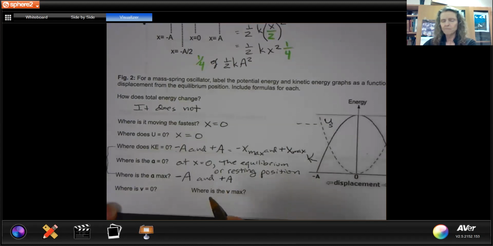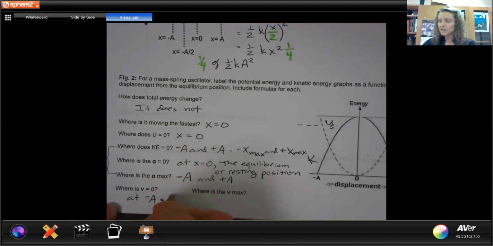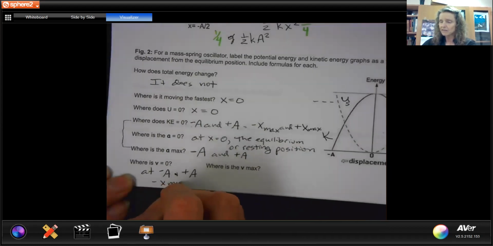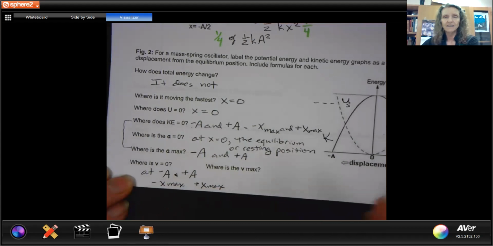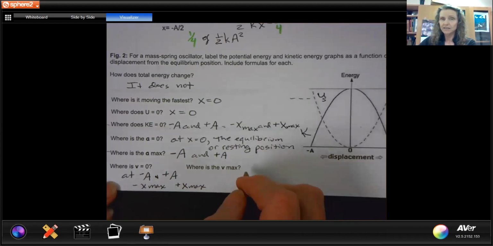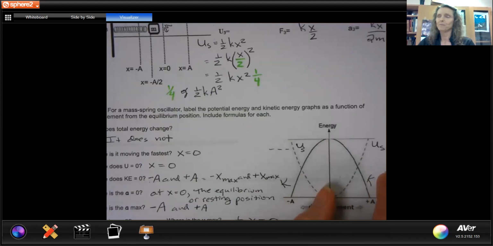Where's the velocity 0? Once again, at the ends, at negative A and positive A, also known as negative X max, and you're hearing me say this a lot, aren't you? Positive X maximum. Where's the velocity at the maximum? Well, when none of the energy is in the form of spring potential energy, it's at the resting position. It's zooming through at its fastest speed as it zooms through the middle.